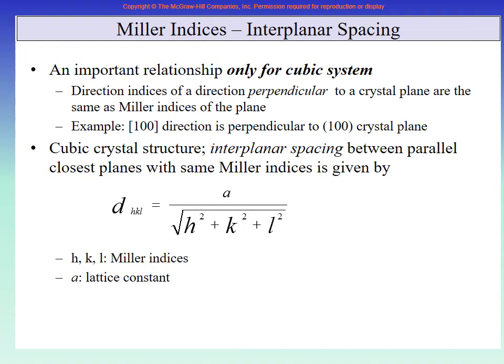So the formula for interplanar spacing. So this d is the distance between the planes. HKL is just IJK or XYZ.